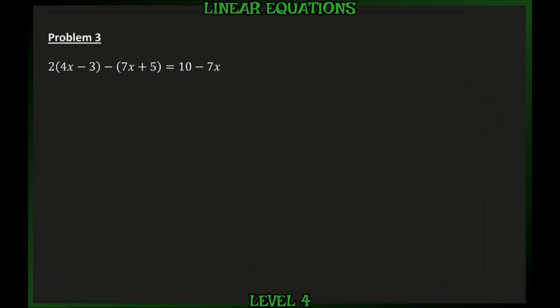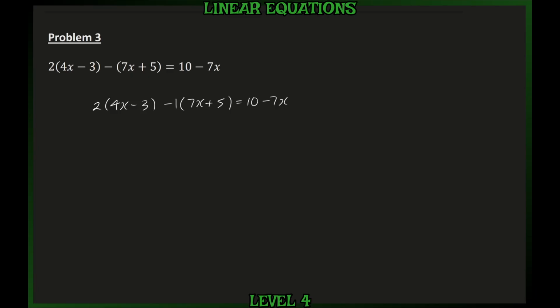In problem 3, we're solving the equation 2 multiplied by 4x minus 3 minus 7x plus 5 is equal to 10 minus 7x. Now to start, we've got two brackets on the left that we can expand. And the second bracket, which has a minus in front of it, actually has a minus 1 in front of it. So we can use that to help us expand the bracket.